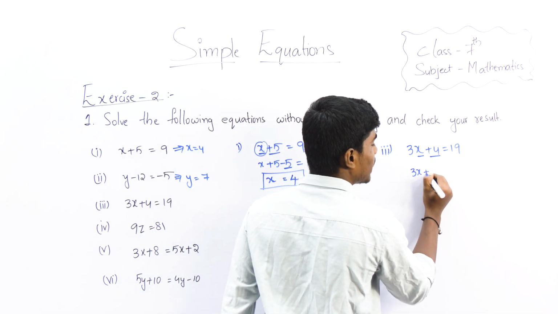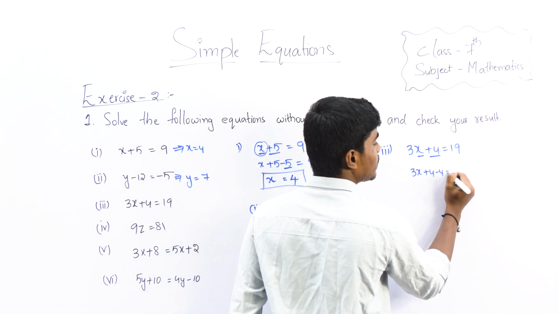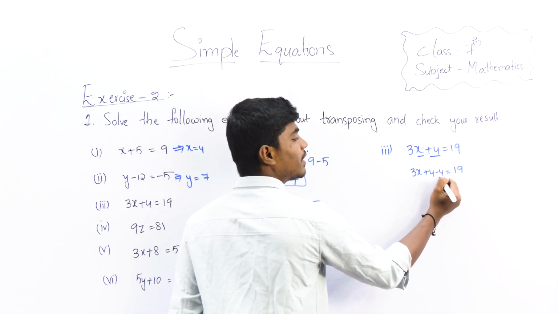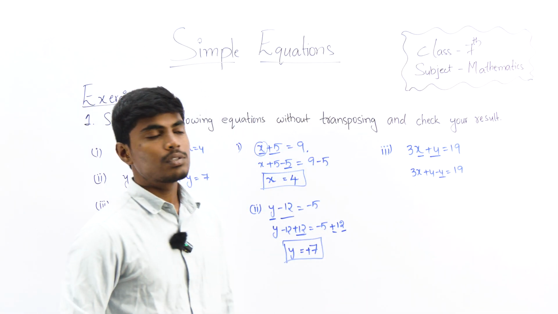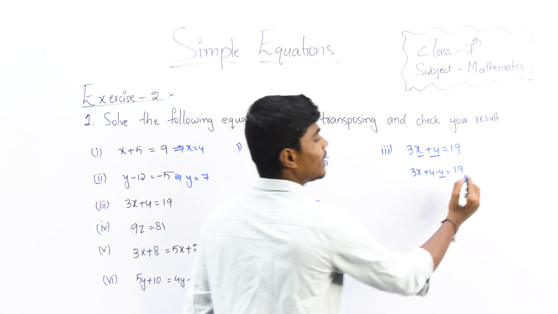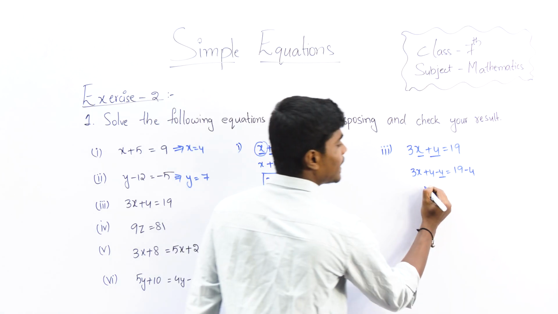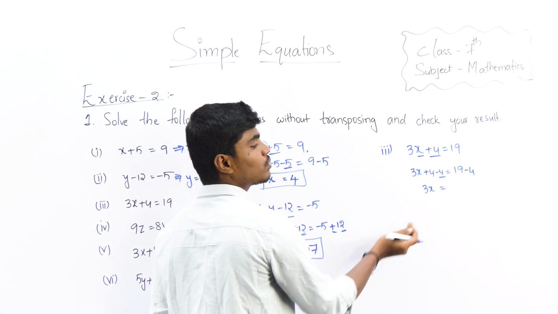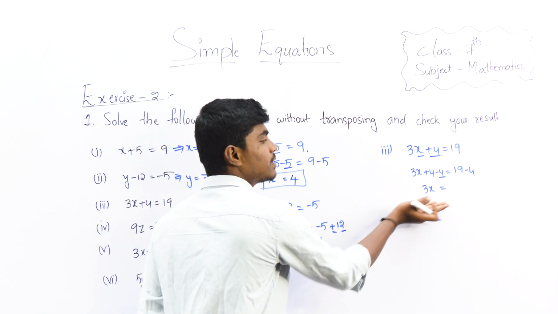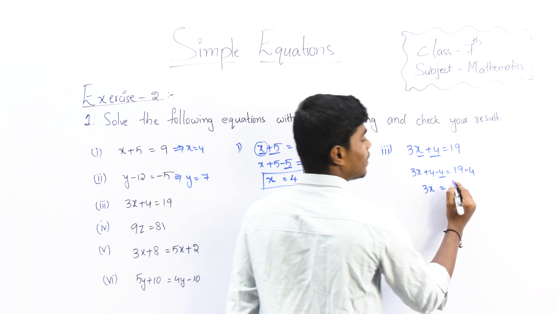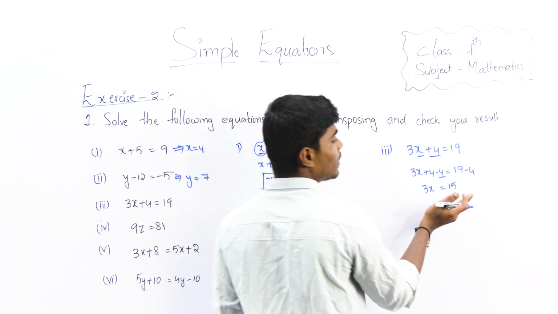So 3x plus 4 minus 4 is equal to 19. On the left hand side we have subtracted 4, so on the right hand side also we have to subtract 4. So 19 minus 4. Plus 4 minus 4 is 0, so remaining is 3x. 3x is equal to 19 minus 4, and 19 minus 4 is 15.